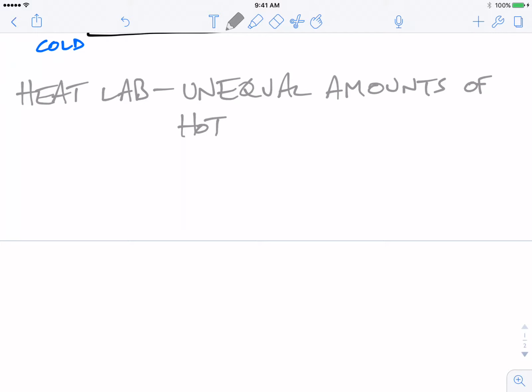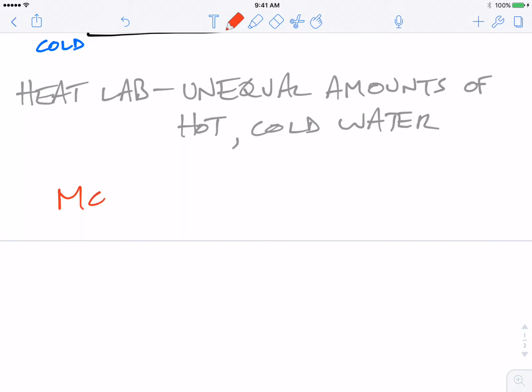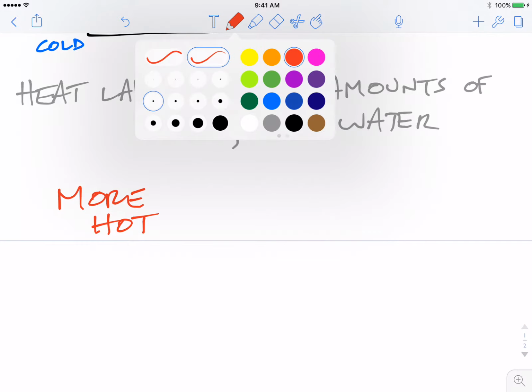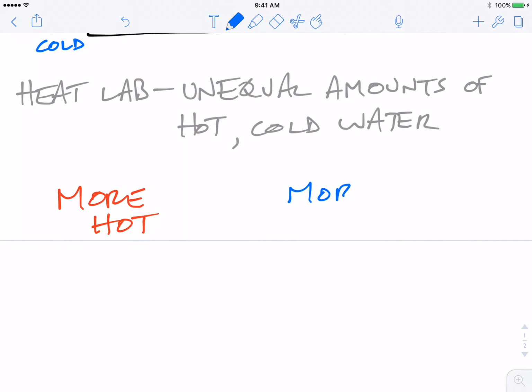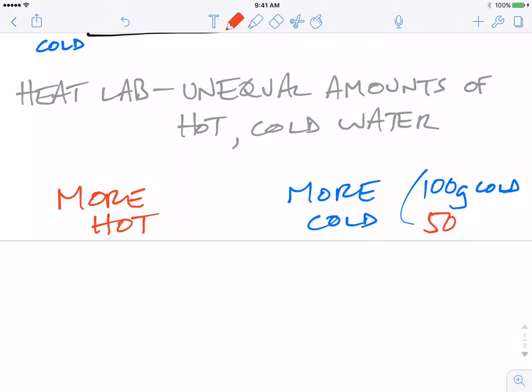And what we wanted to see was, by changing the mass, do we get different results? Okay, so we did two different little mini experiments here. One where we had more hot water mixing together, and another where we did more cold water. Just for our concrete learners out there, more cold water means I might mix, say, 100 grams of cold water and maybe 50 grams of the hot, for instance.